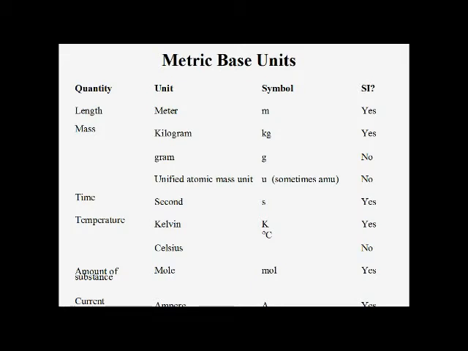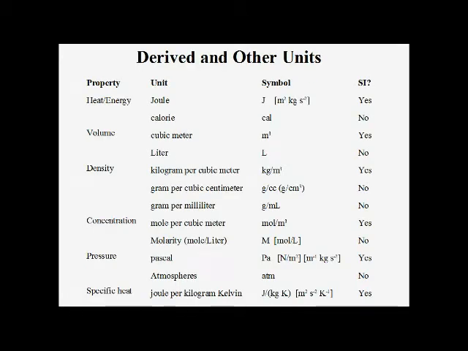For amount of substance, the unit is the mole. We will be defining this later on. It's spelled M-O-L-E, and it's abbreviated mol. This is the SI unit of amount of substance. And for electrical current, the unit would be the ampere, abbreviated capital A, and it's the SI unit for electrical current. From the base units, we have derived units.